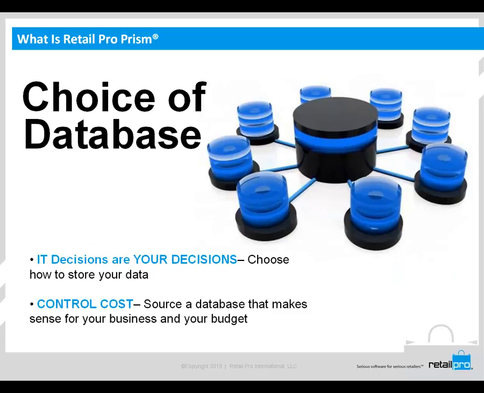Now, I talked a little bit at that last moment about a couple of the different databases. Retail Pro 8 and Retail Pro 9 have used different types of databases. With Retail Pro Prism, you get to choose the database, the data repository that stores the data being accessed by Prism. By default, Retail Pro 9 with its embedded Oracle database will be used as the data repository for Prism. And for retailers who are already on Retail Pro 9, that's probably the way to go.